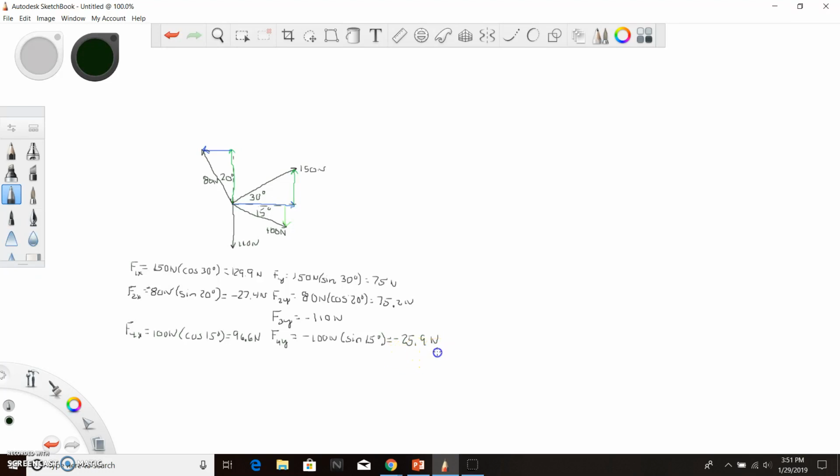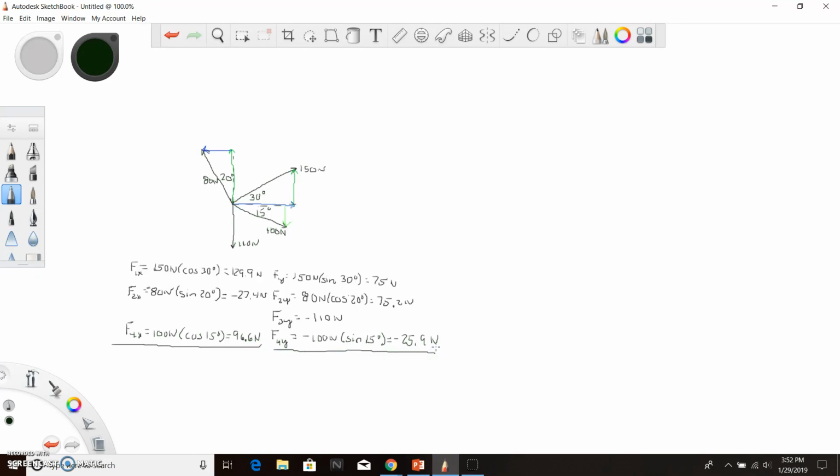Okay, so to get my resultant, I'm going to find the resultant in the x direction and then the resultant in the y direction. Okay, just to get the components. So I'm going to add all those together, and then I'm going to add all those together.